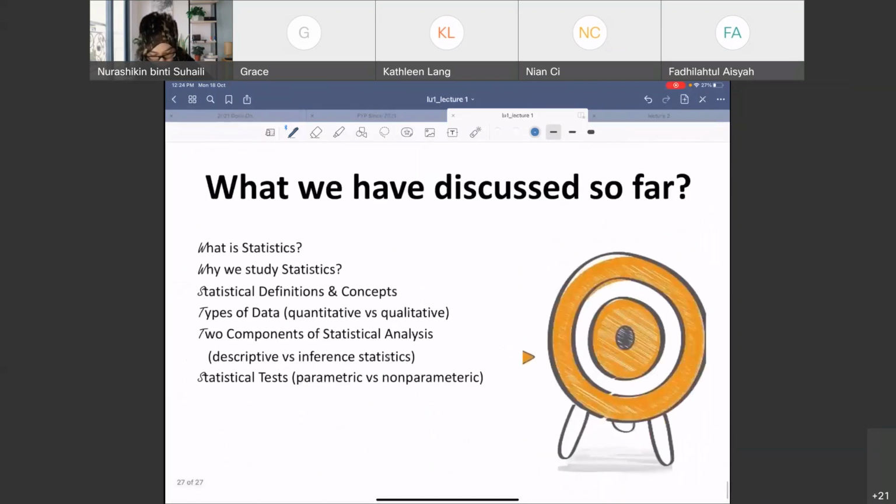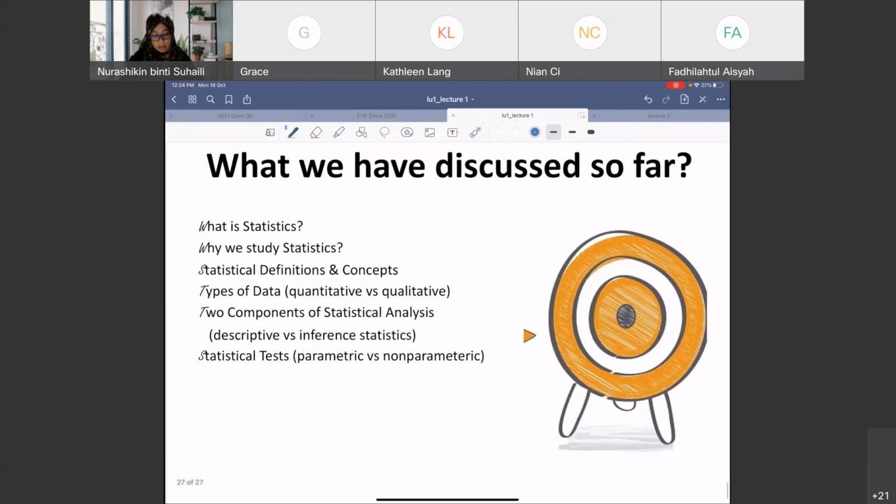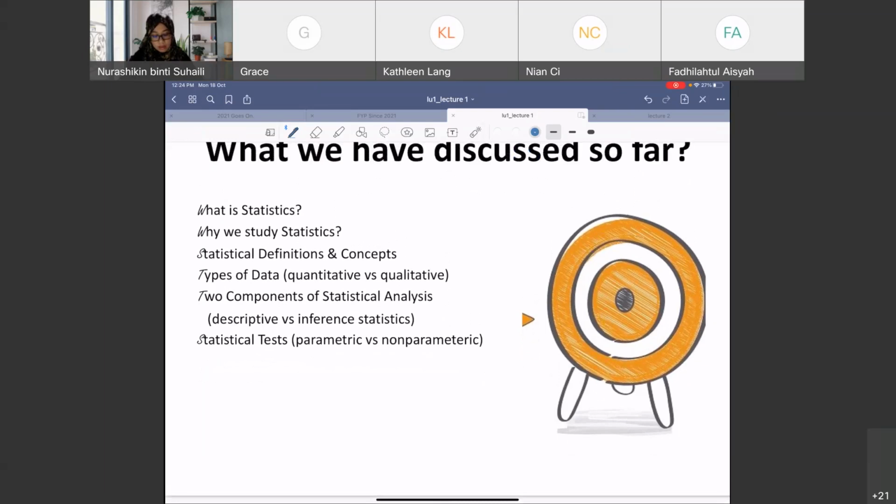Any questions so far? What we have discussed for the past 1 hour: what statistics is in general, why we study statistics, some definitions and concepts, the types of data, what quantitative and qualitative data are, the 2 components of statistical analysis, descriptive and inferential statistics, and the types of statistical tests, parametric and non-parametric tests for data.